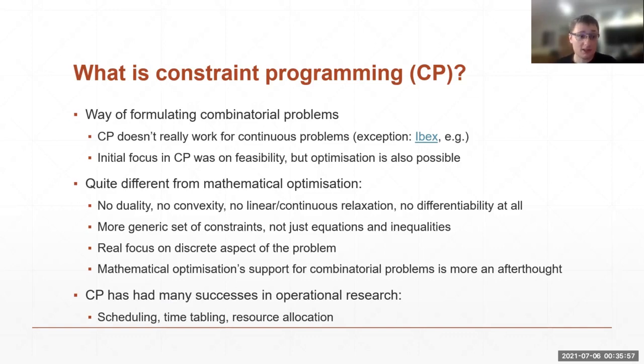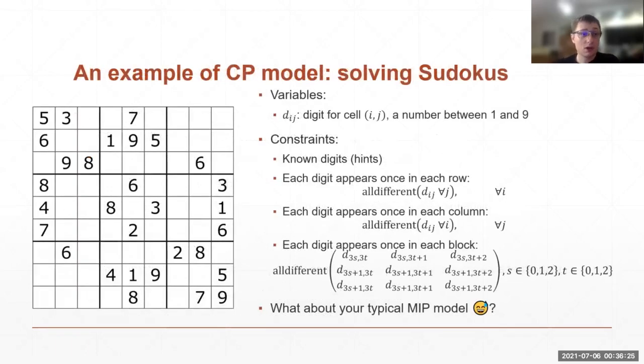If you compare, in mathematical optimization, the support that you have for combinatorial problems is more of an afterthought. It's adding a few variables that you constrain to be integers instead of having really discrete structure in the whole modeling infrastructure. Constraint programming has had quite a few successes in operational research in general, mostly in domains around scheduling, such as timetabling or resource allocation. For example, you can use constraint programming to have a really intuitive model of Sudokus, which is a kind of puzzle that some people really like.